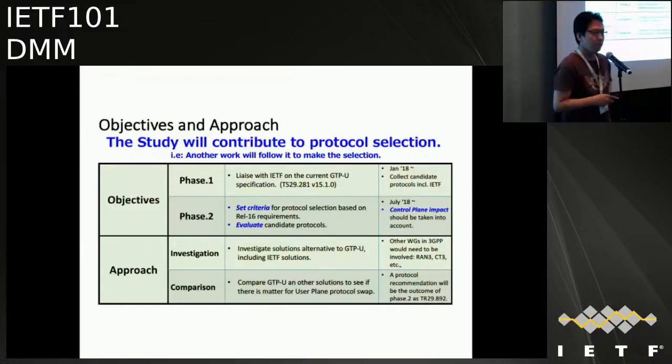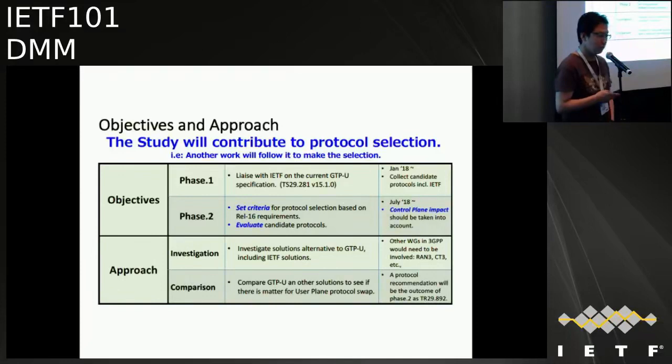So here is how we proceed with the study. The objective is a phased approach. Phase 1 is just to liaise with other SDOs like the IETF to collect candidate user plane protocols, and also to give them some information regarding the existing user plane protocol like GTP-U, which is defined by TS 29.281. The latest version is 15.1.0.